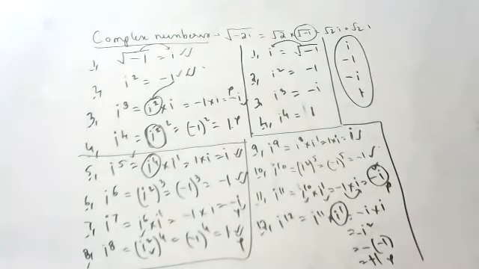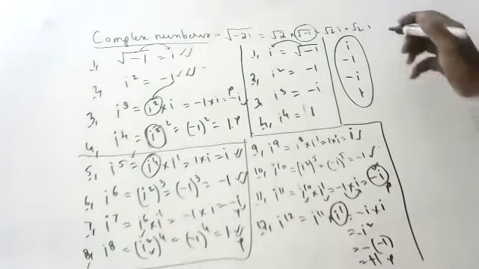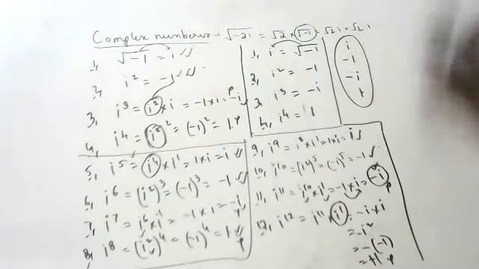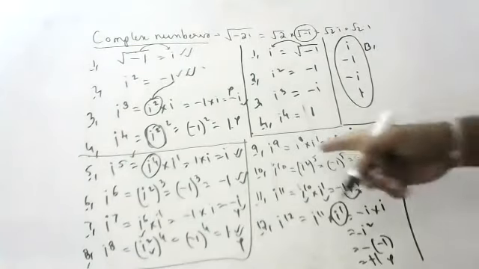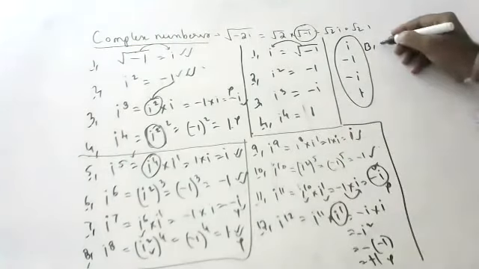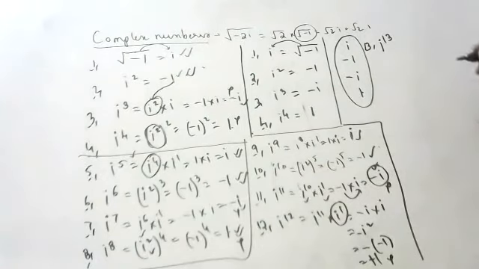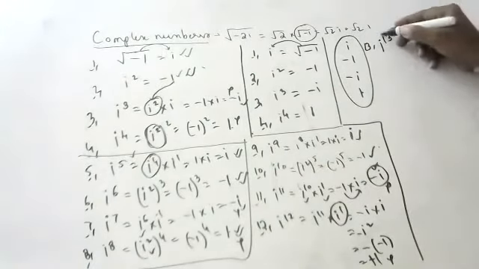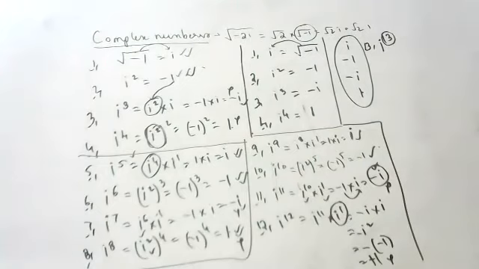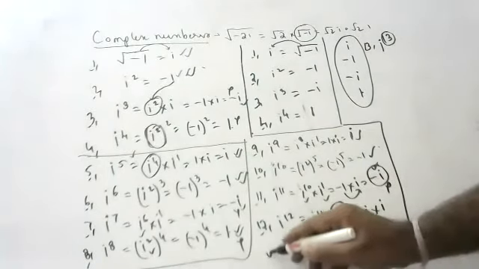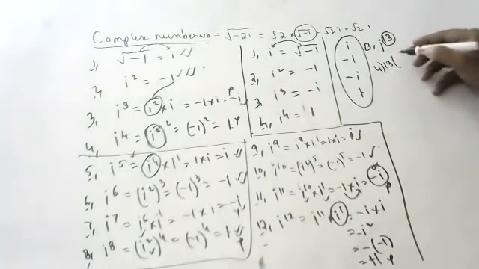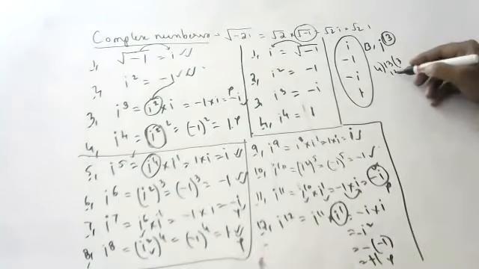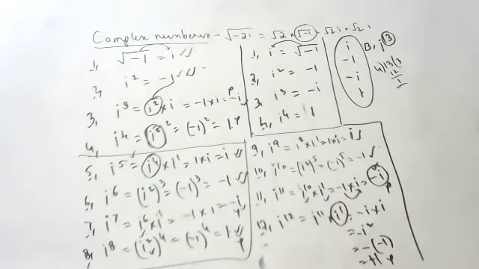So what will sir tell? Don't worry, children. For bigger numbers, I will tell an easy method, because with bigger numbers you will get confused. I am doing I13. See here, children. When you divide 13 with 4, what remainder will you get? 1.